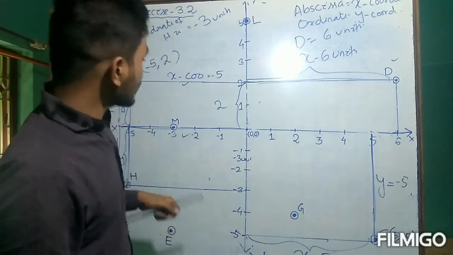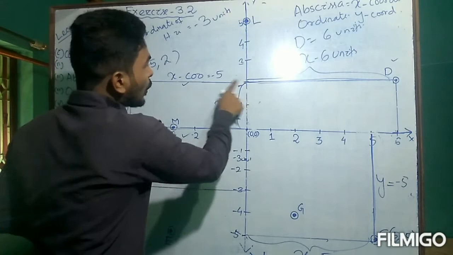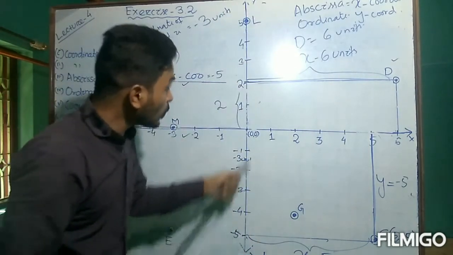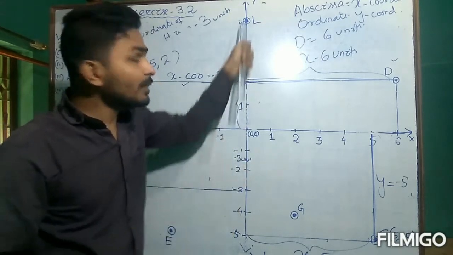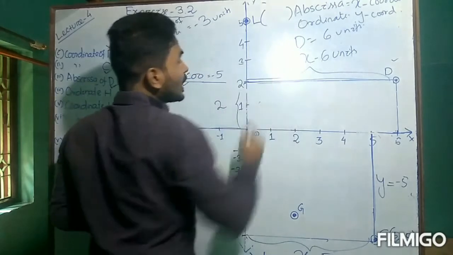Next, find the coordinate of L. So let us find L. Here is the L, and you can see the point L will lie on which axis? On the y axis. And we know if a point lies on the x axis, then which coordinate will be 0?